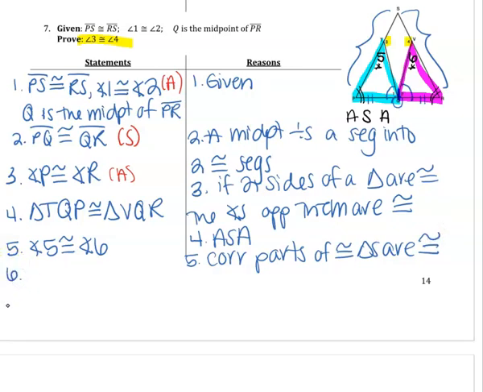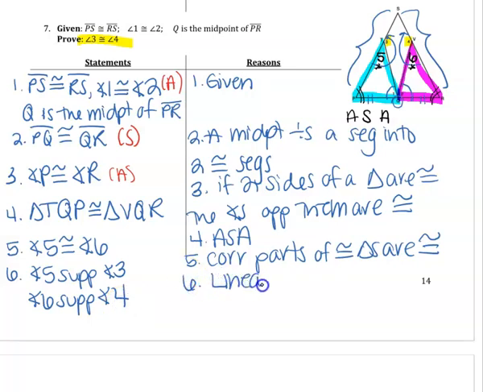because corresponding parts of congruent triangles are congruent. All right, almost there. It's going to take just 2 more steps. Now I have to use the fact that these are supplementary and these are supplementary to get to 3 and 4, because that's my end goal here. So I'm going to say angle 5 is supplementary to angle 3, and angle 6 is supplementary to angle 4, because linear pairs are supplementary.